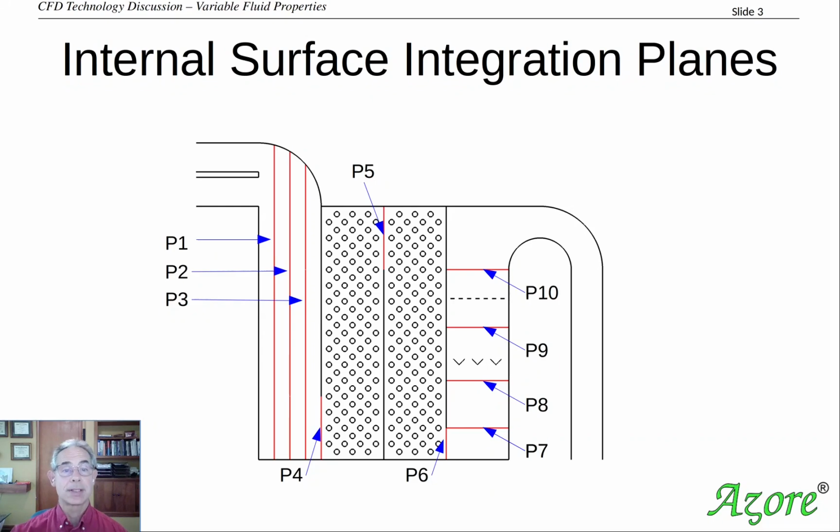Just as with the previous test case, we're going to select a number of planes that intersect the model, and they're shown by these red lines, where we can use surface integrals to gather some precise information about our CFD predictions. 10 planes are selected as well as the exit plane.